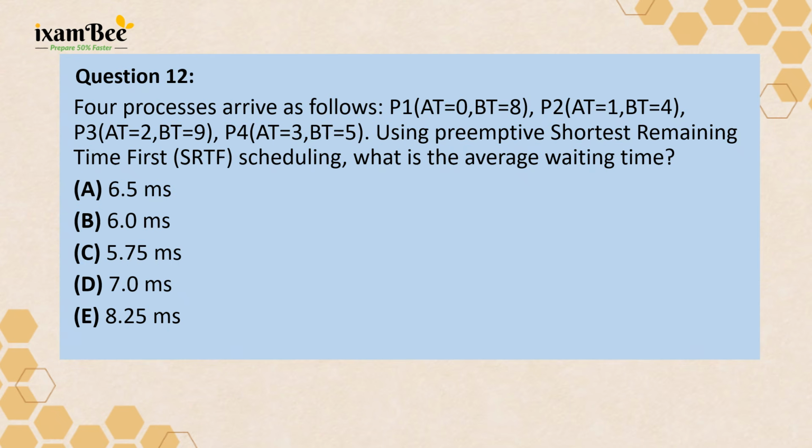Now in this question, 4 processes arrive as follows. P1 arrival time is 0 and burst time is 8. P2 arrival time is 1 and burst time is 4. P3 arrival time is 2 and burst time is 9. And P4 arrival time is 3 and burst time is 5. Using preemptive shortest remaining time first scheduling, what is the average waiting time?